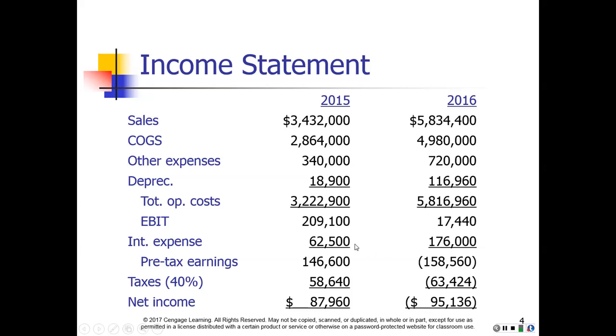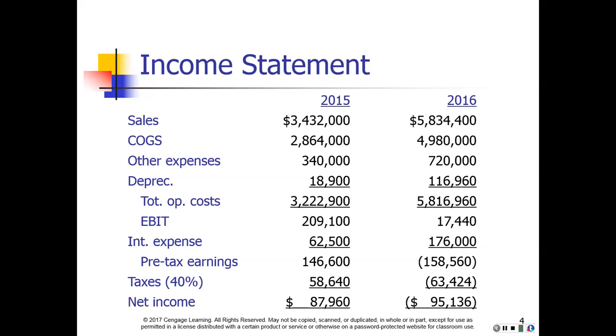And interest expense has gone up quite a bit. How would that have happened? If the company had borrowed a lot more money. And we already know that the company made some new investment. It looks like much of it came from borrowed funds, right? But what happens now for 2016 is that before taxes, we actually have a loss, right? We have a loss of $158,560.